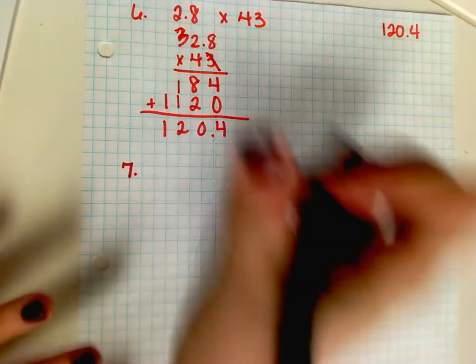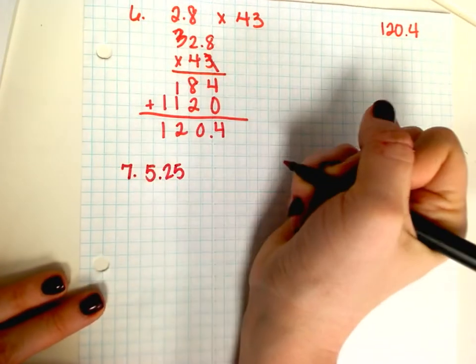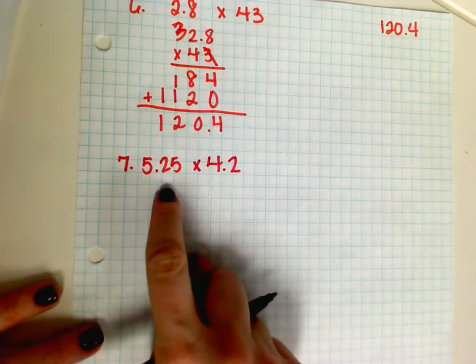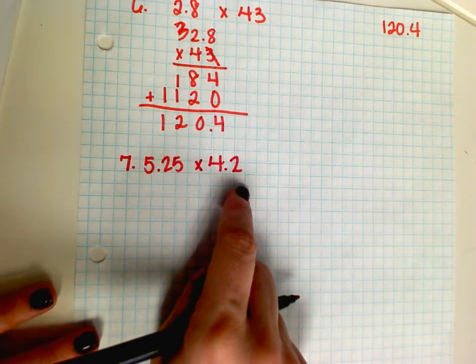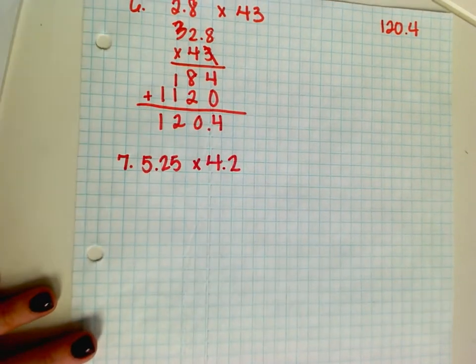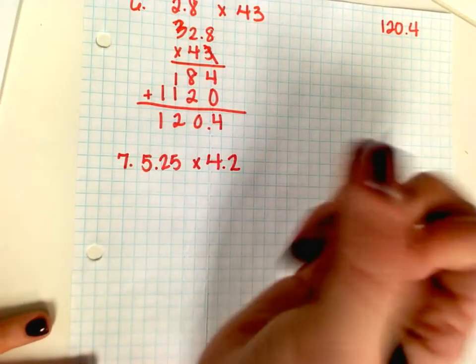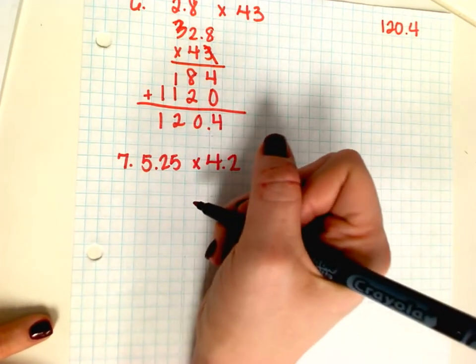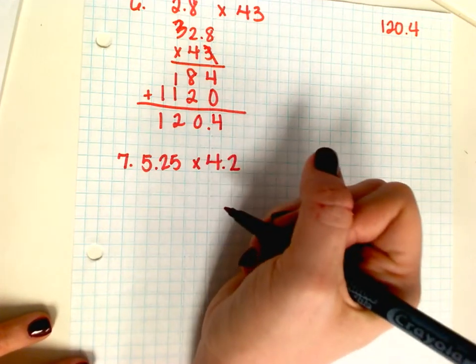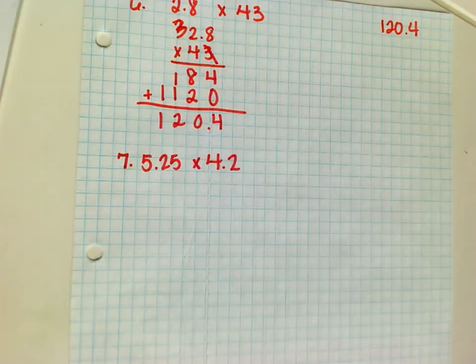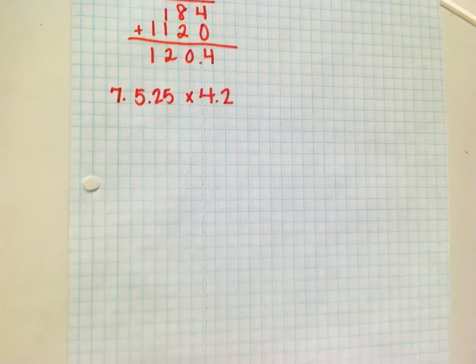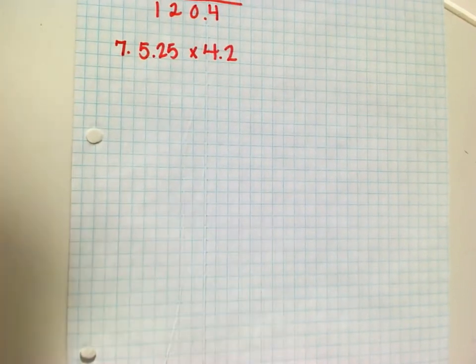Number 7. 5 and 25/100 times 4 and 2/10. Be careful here because now I have more digits after decimal places. So that's going to change the amount of hops you need to do. And let me know what you get when you get it.